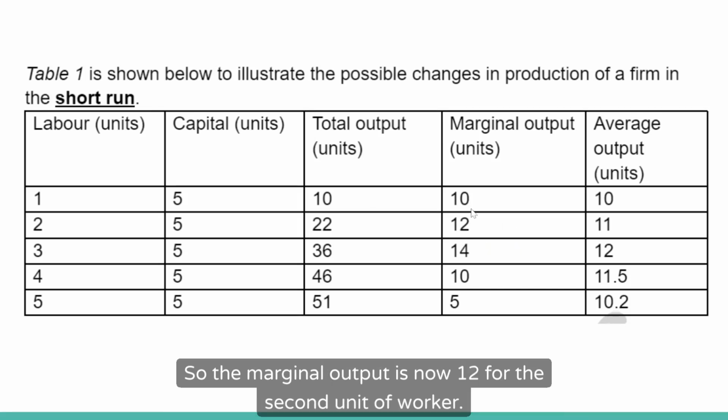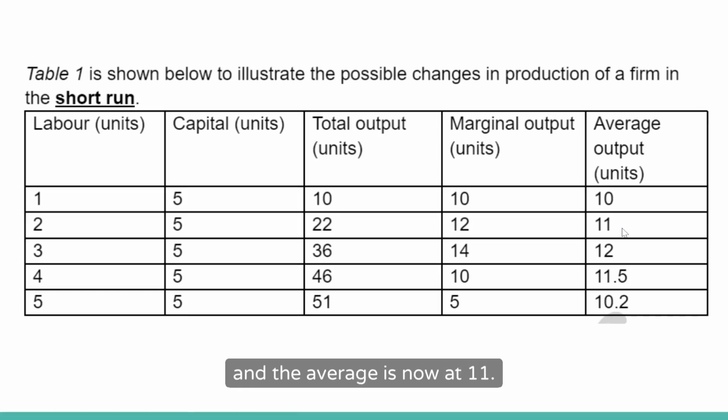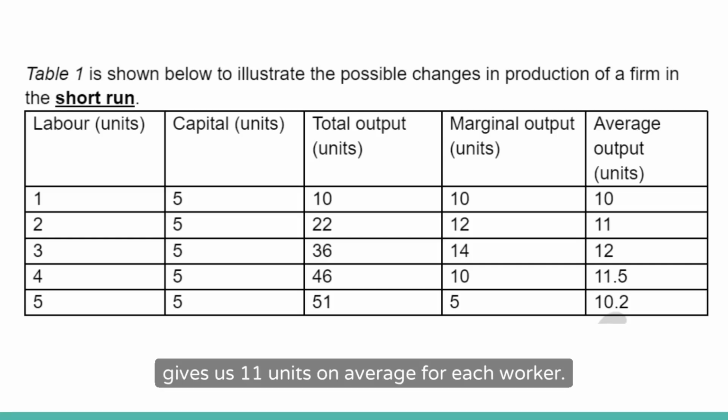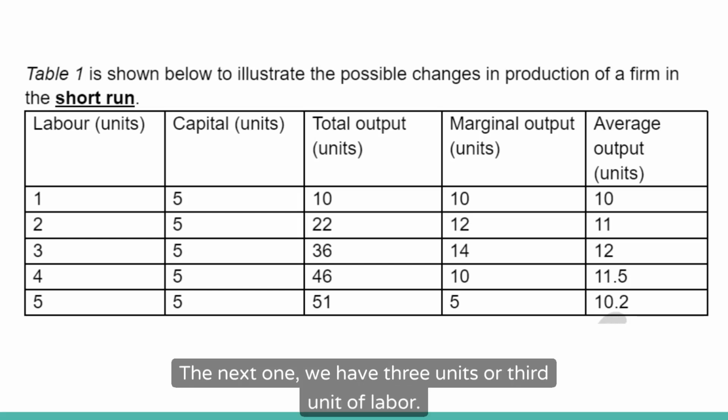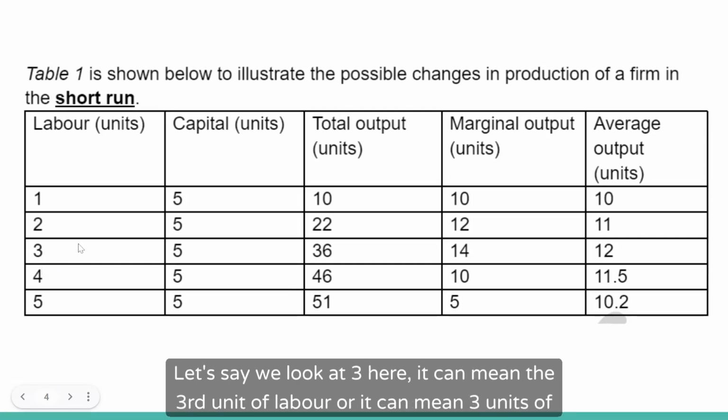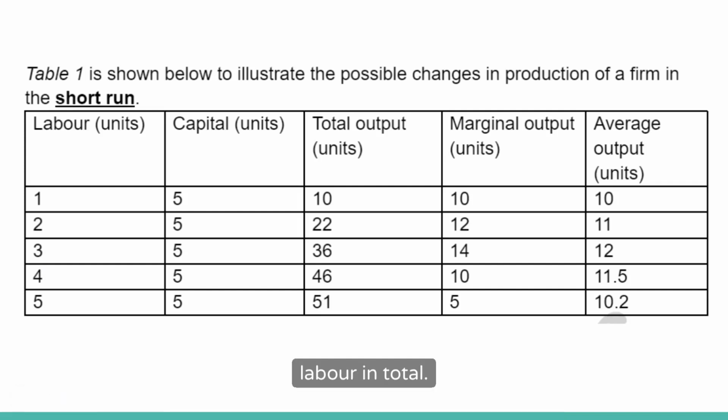So the marginal output is now 12 for the second unit of worker, and the average is now at 11. So again, we have a total of 22 units, and we divide the 22 units by 2 workers, and that gives us 11 units on average for each worker, right? So there will be 11 units on average. The next one, we have the third unit of labor, right? So here, the quantity of the labor, we can think of it in 2 different ways. Let's say if we look at 3 here, it can mean the third unit of labor, or it can mean 3 units of labor in total, right?